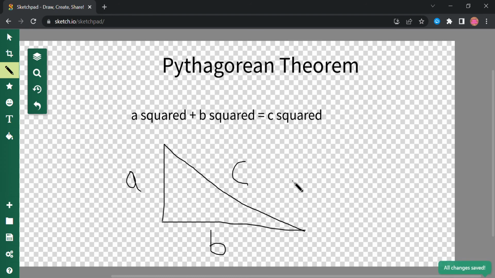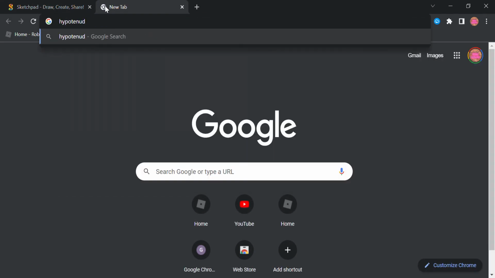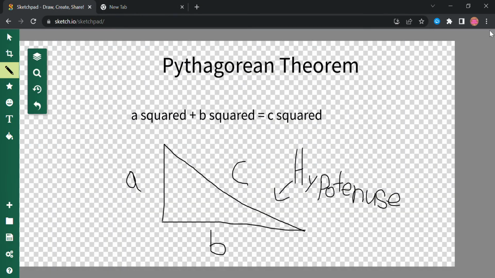Then this side here is the, oh my gosh, I'm going to be bad at spelling this. Hypotenuse. I've got to check my spelling. Hypotenuse.